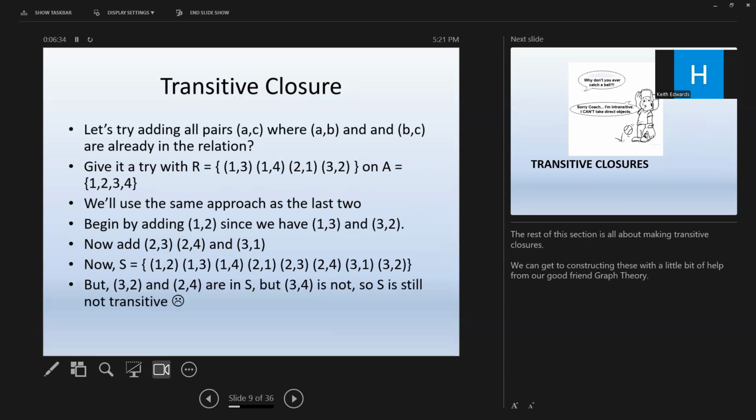So what can be done? Well, we're going to look at how we construct the transitive closure, and that's the main focus of this section.